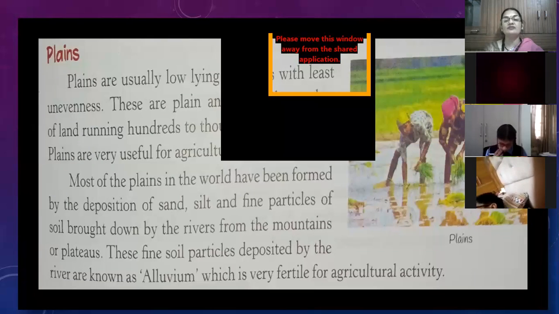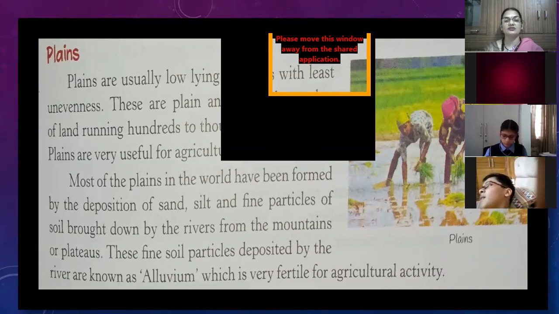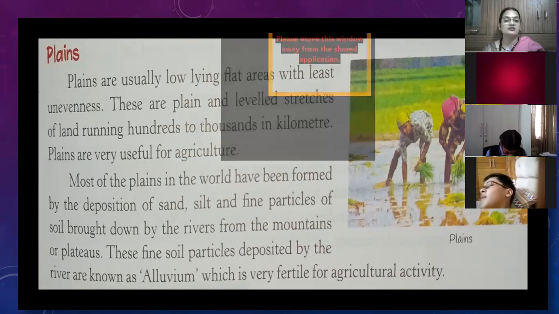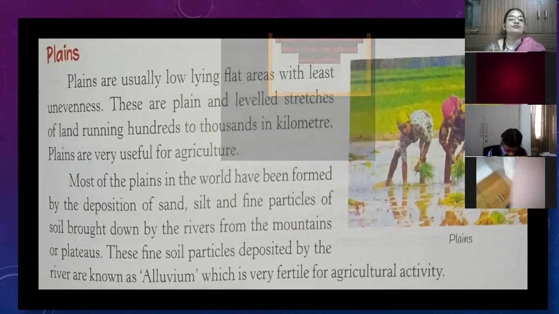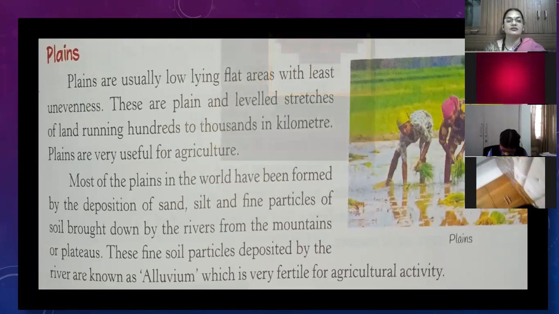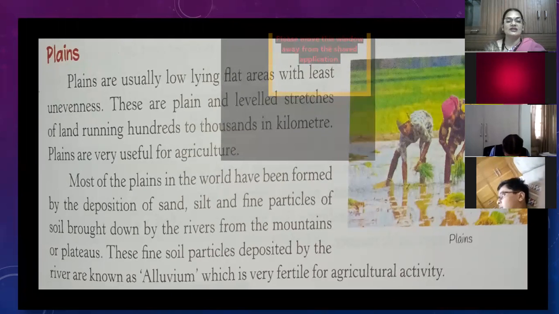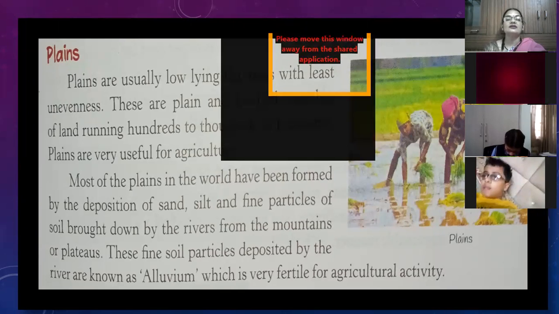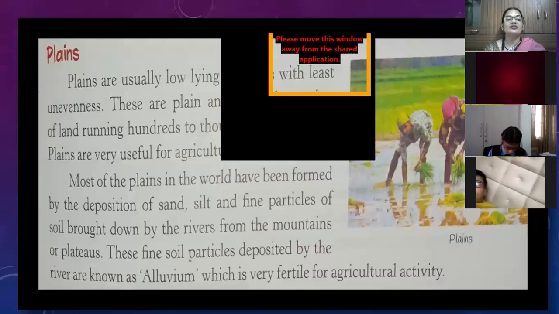A plain is the area where we people live. Clear, students, mountains are high in altitude and plateaus are the tablelands, which are lower than the mountains. And the next part is the plains. Plains are usually low-lying flat areas with little unevenness. Unevenness means roughness, so plains are smooth terrain. The plains are leveled. Plains are very useful for agriculture.